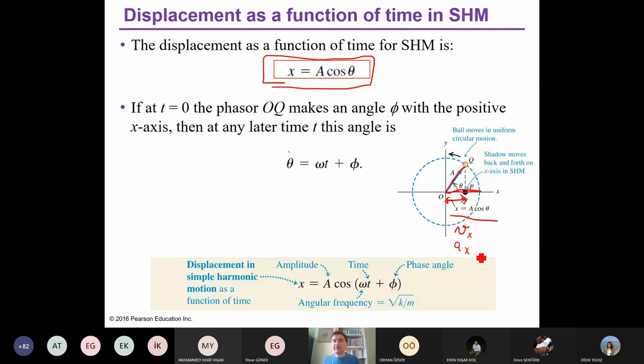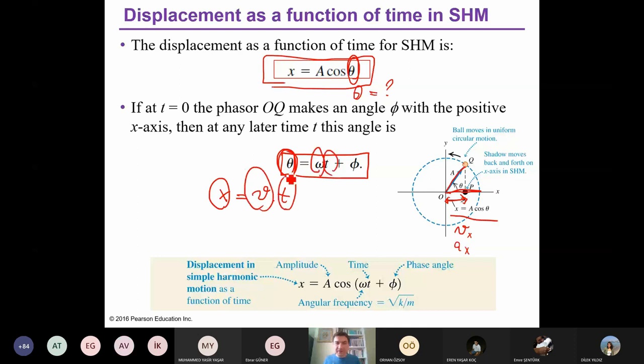Now, let's try to write this theta in cosine theta in terms of omega and time. So here we have theta, which is given by omega times t plus phi. How can I write this equation? Remember, the displacement is given by velocity times time, right? You can consider that theta is angular displacement, this is the angular velocity, this is linear velocity, this is time, okay? So by using this analogy, you can write this expression: theta is given by omega times t, and here we have plus phi.